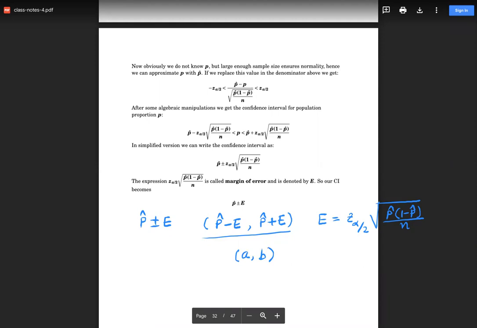Now, how do you find z sub alpha over 2 and p hat and n and all these things? You're going to learn it right now. We got you prepared up to this point to do the actual confidence interval. Once you do a couple of problems, you'll find it quite easy. Trust me, it's going to be very easy. And this is one of the things that I'm going to be asking you in the next midterm as well as on the final. So you will have questions on confidence intervals in the second midterm as well as in the final.